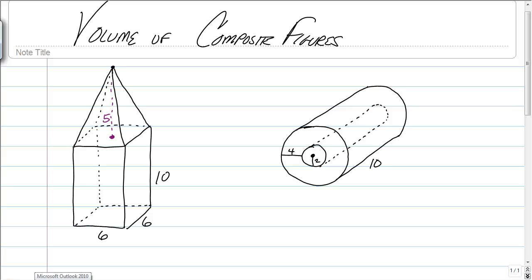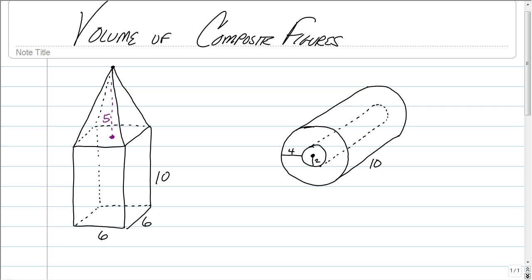Here goes a volume of composite figures video. These shapes probably look a little bit similar to you if you watched the video on surface area of composite figures. Really the only thing I did was change this example to have an inside or actual height of a pyramid of 5. Because for volume of a pyramid you need inside height, not the slanted height.